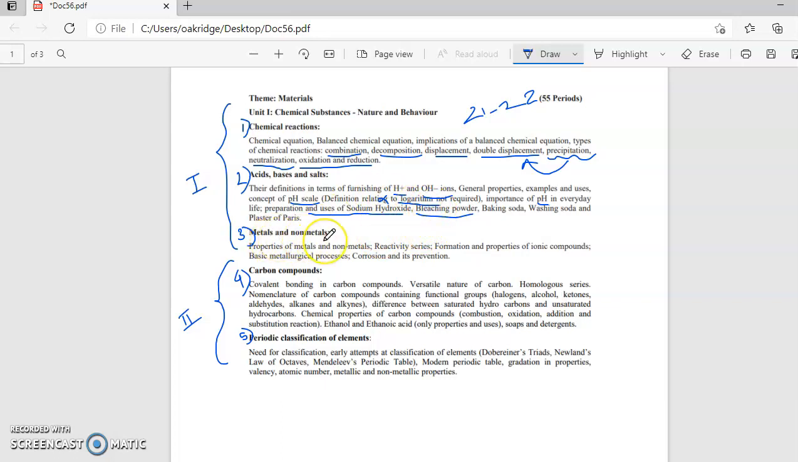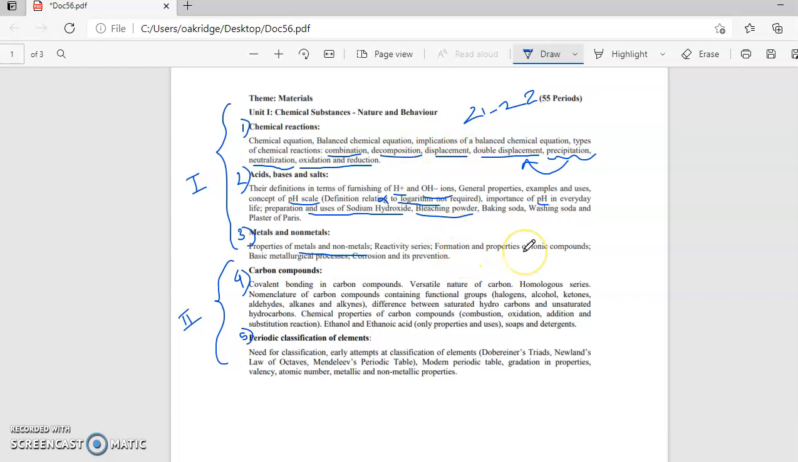Next, metals and non-metals. Metals and non-metals is basically about what a metal is and what a non-metal is, and the reactivity series, which is very important. For the reactivity series, you'll have a small touch of it when you are studying the displacement reaction in the first chapter.